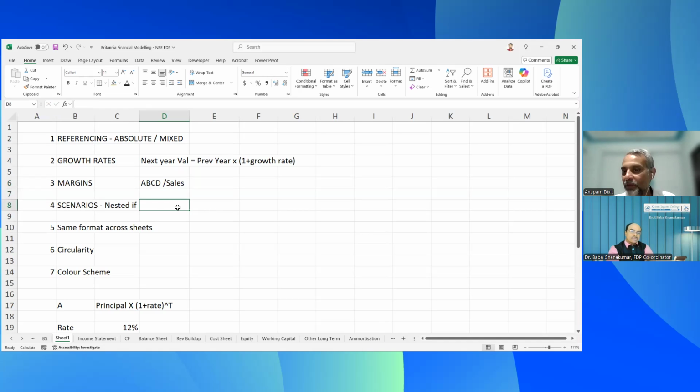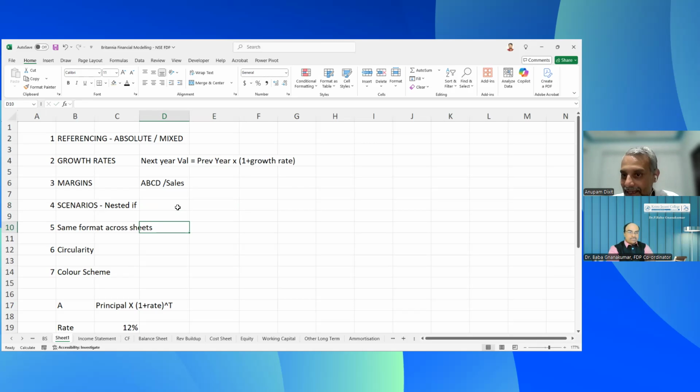Okay, now we want our model to have a lever where if we change the growth rate from 10% to 12%, things should automatically change, right? So for that, we will have a nested if. We often use the if function in Excel, right? We will use if, within if, one more if, and then we will impute the values. So we'll create a scenario for our growth rates, right? So, nested if function. Okay.